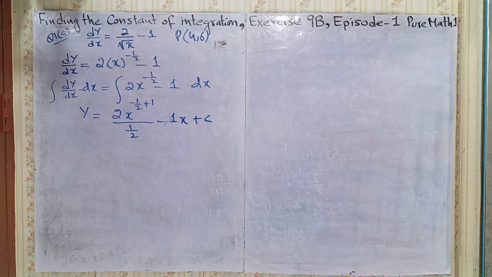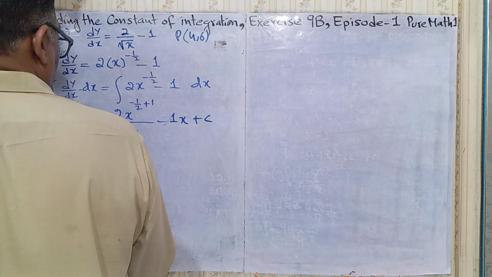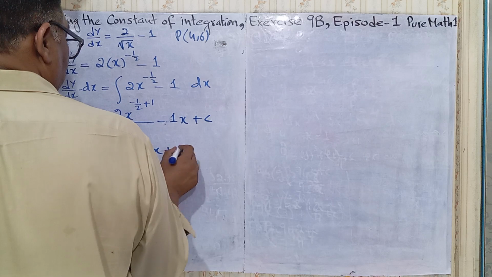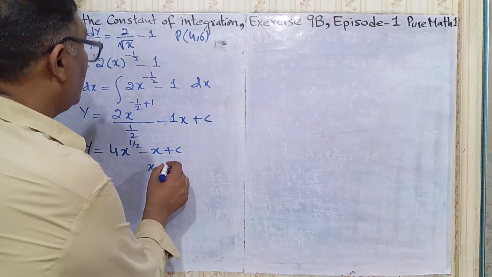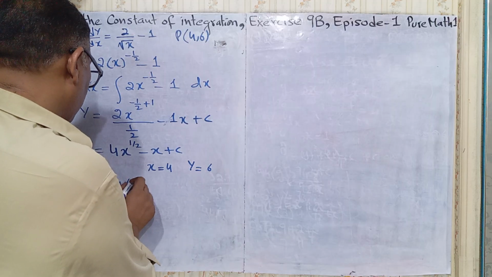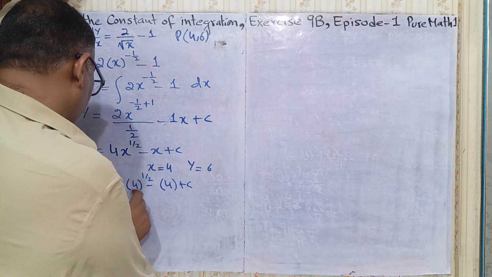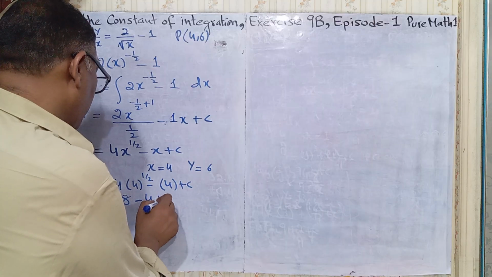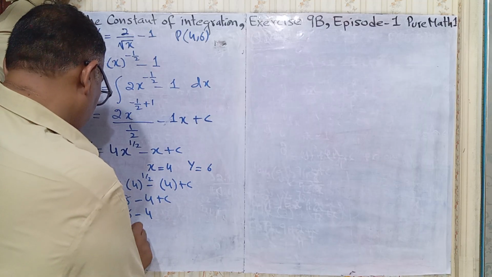Okay, now I will make it a little simpler. When this comes upstairs, it will multiply with the 2, so this will become 4. This will become x raised to power 1 by 2 minus x plus c. The value of x is 4, and the value of y is 6. So put those values here. It will be 6 equal to 4 into 4 raised to power 1 by 2 minus 4 plus c. So this is 6 equal to 2, 2, 2, 4 are 8 minus 4 plus c. This becomes minus 4, and the c value will be 2.